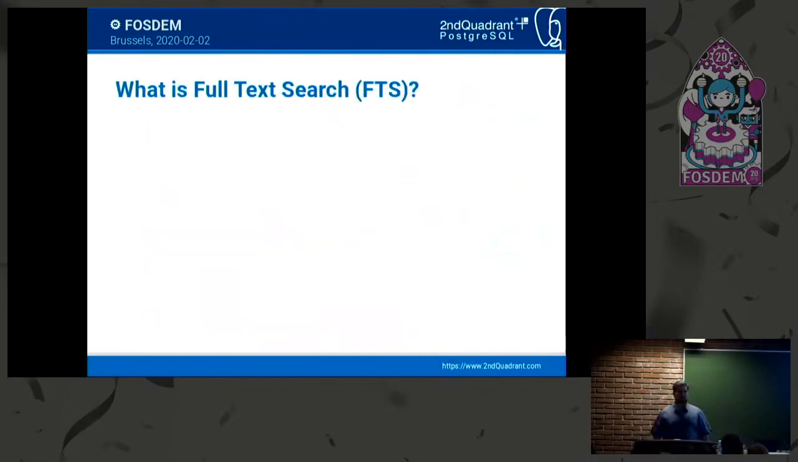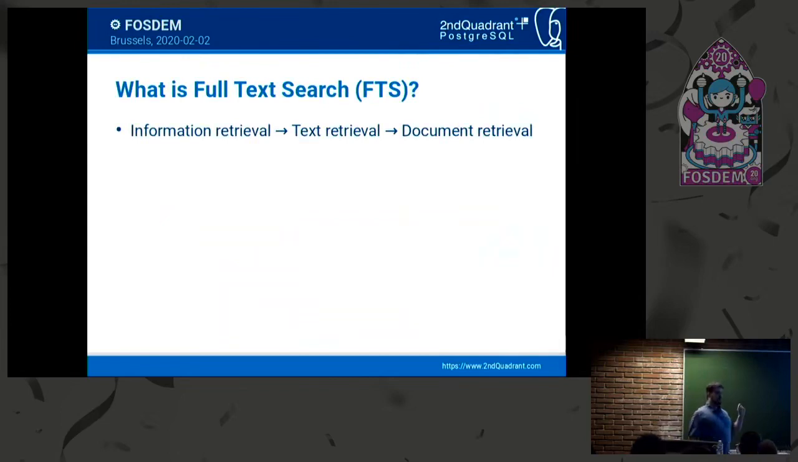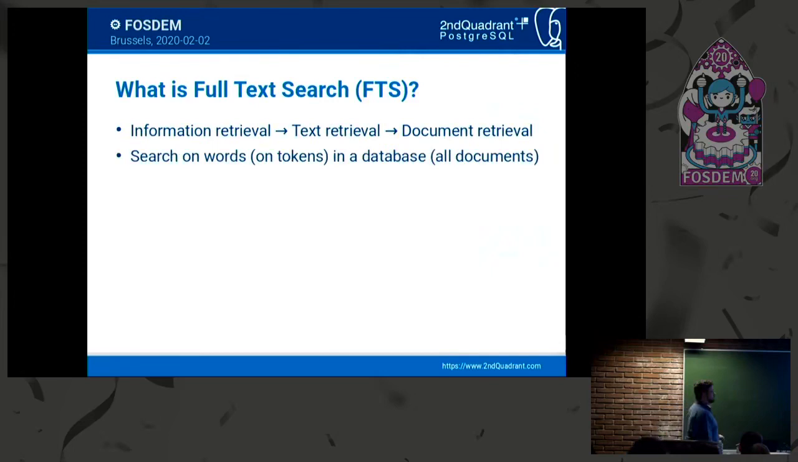Now, we have inserted the word full. What do we mean by full text search? Now we're going a step beyond. From information retrieval and text retrieval, we're going to document retrieval. So based on our predicates, or what we are searching for, we want to return results that are documents. Articles, web pages, whatever contains text. So full text search is a search of words, or tokens, as we call them, in a database. So the sum of all documents that you have.